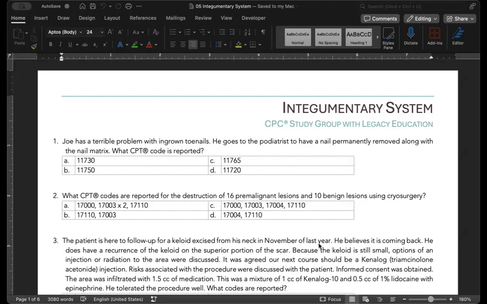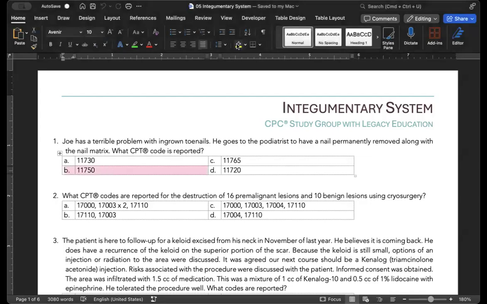So our 11730 is an avulsion of the nail plate, partial or complete, simple. And then it's for a single, 32 is for an additional nail plate. And then we have 11750, which is the excision of the nail and the nail matrix, partial or complete. And the examples are for an ingrown or deformed nail, and it's a permanent removal. So, yep, Tansy's correct. 11750 is going to be our code.